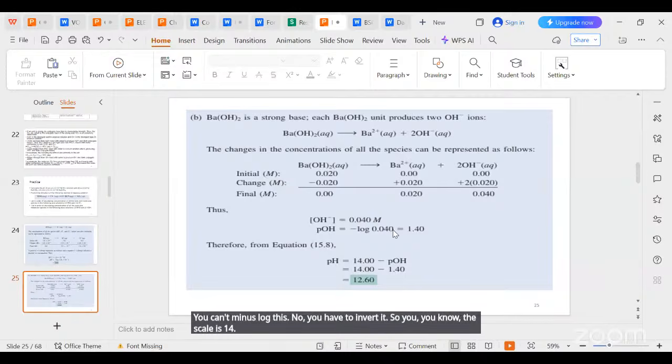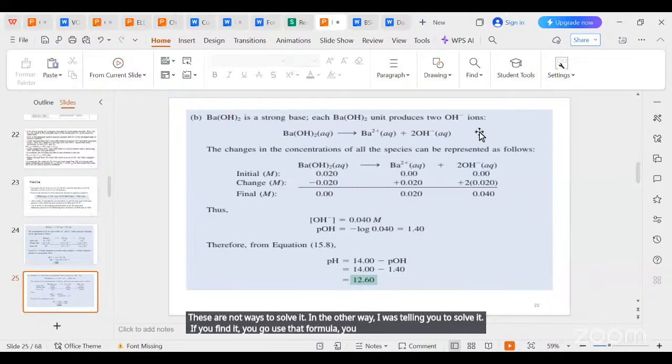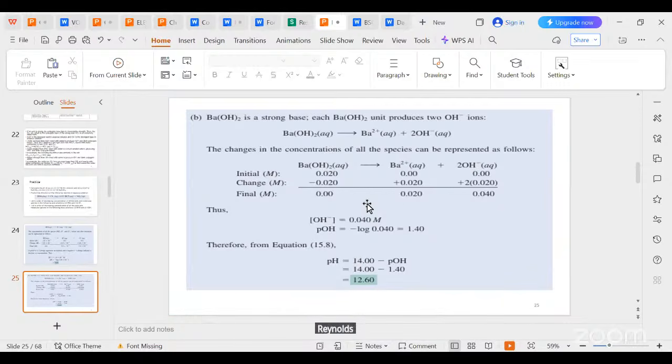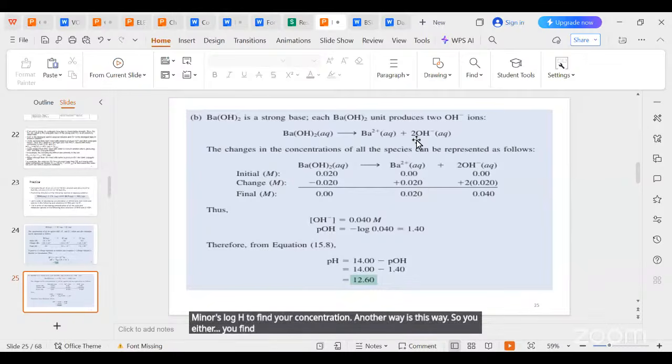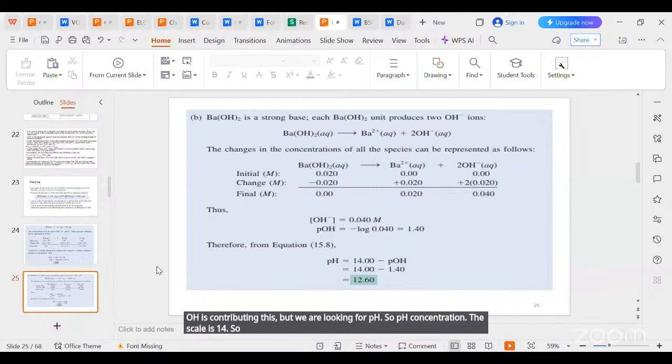This is another way to solve it. In the other way I was telling you, you use that formula, you get your hydrogen concentration, then you do minus log H to find the pH. Another way is this way. You find your concentration, you know that for every mole of this, you get 2 moles of this. You find the minus log, but this is for OH. OH is contributing this, but we are looking for pH. So the scale is 14. That way you solve that problem.